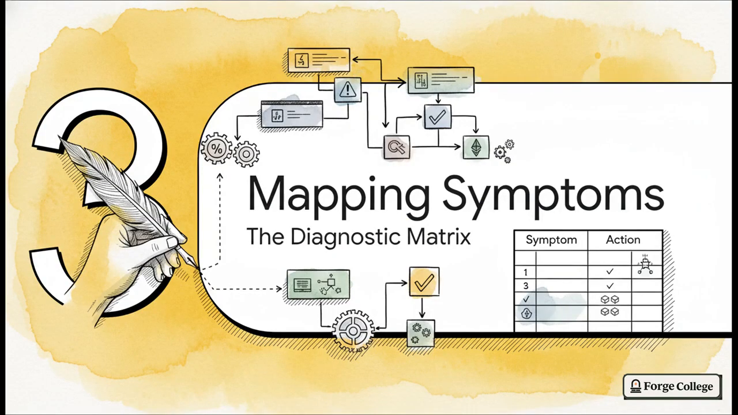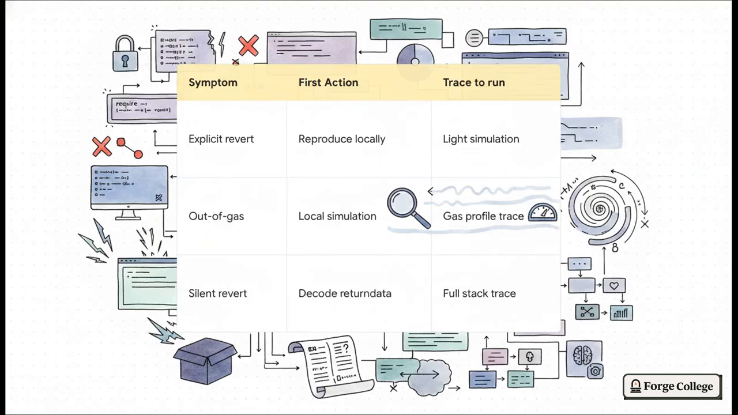All right, Section 3, mapping symptoms to actions, the diagnostic matrix. Now, what's really interesting about this slide is how it completely removes your intuition and replaces it with reliable, repeatable behavior. We do this by mapping the specific symptom directly to the required action. Look at the first row here. If your symptom is an explicit revert, like a standard require statement failing, your immediate action is to reproduce it locally and check your variables.